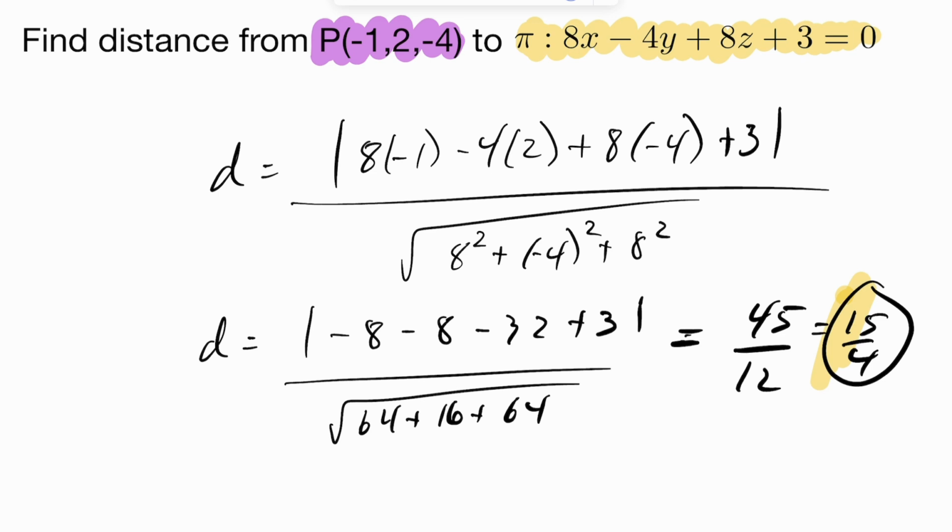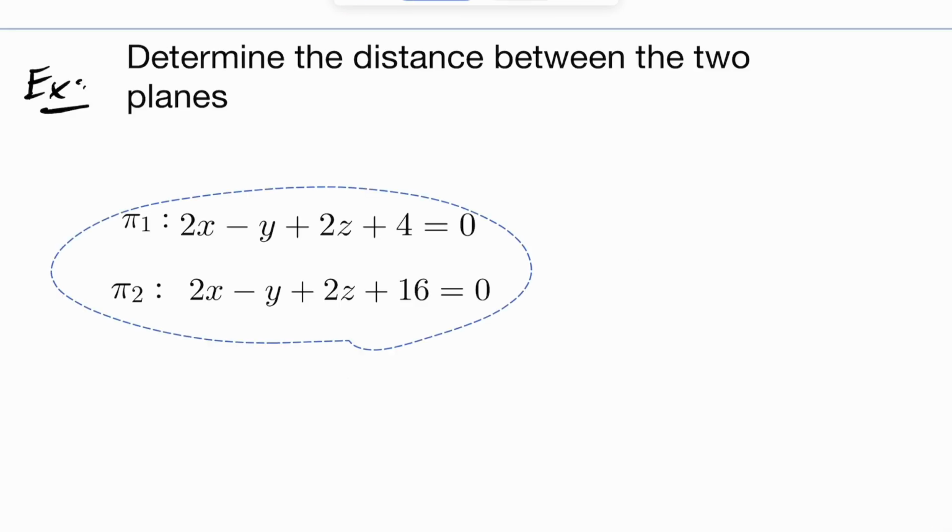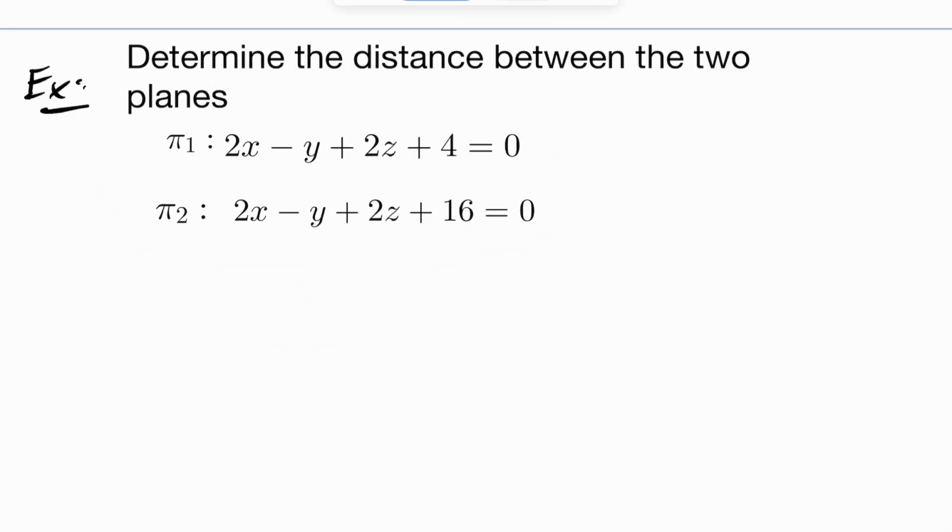So in this example here, the shortest distance from the point to the plane is 15 over 4. So in the next example here, they want us to determine the distance between two planes. Notice right away, this question would not make sense unless these planes were parallel, because then the distance between two parallel planes would always be different depending on what points you're referencing.